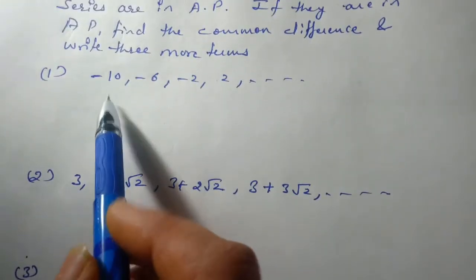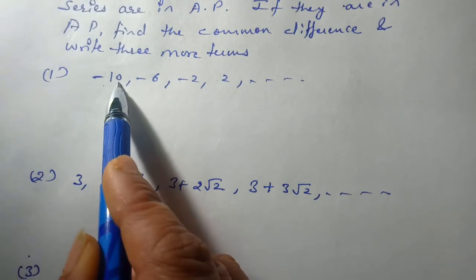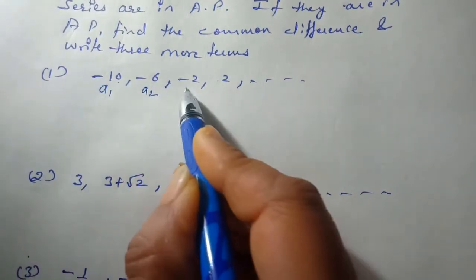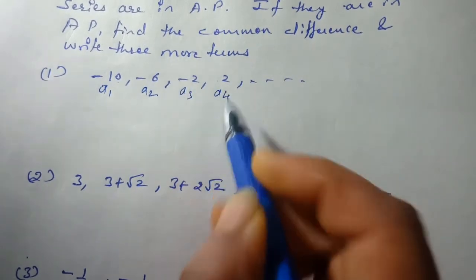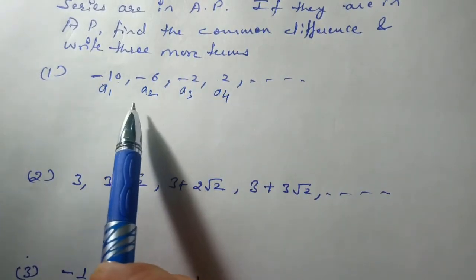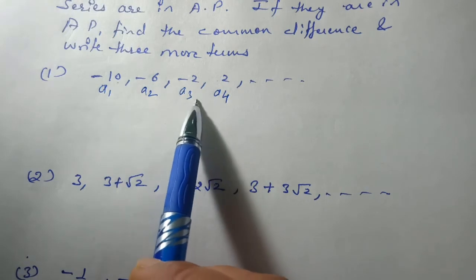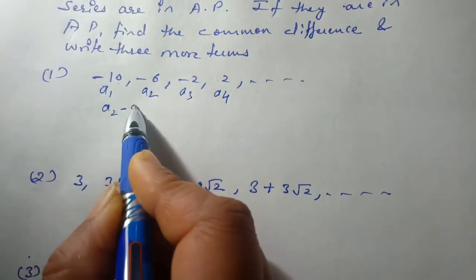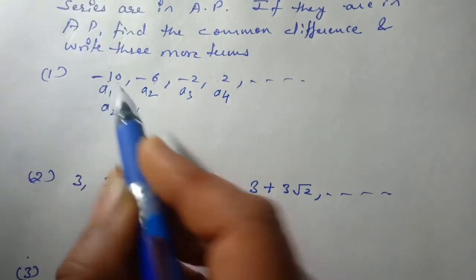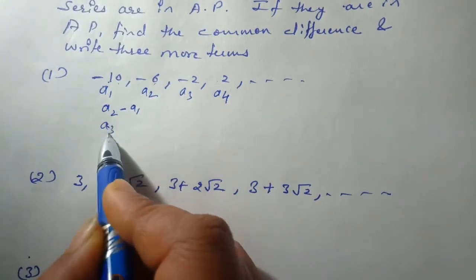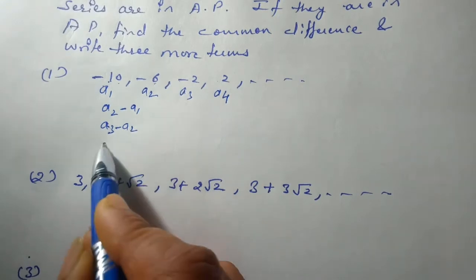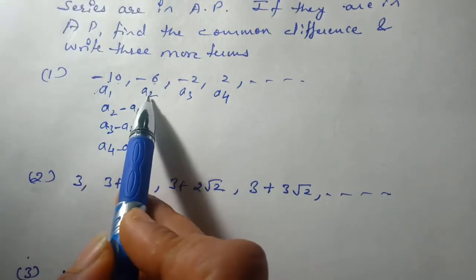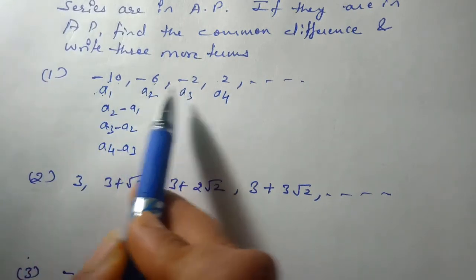Number first part. Here we have the first term as minus 10. This is A1, this is A2, this is A3 and this is A4. For checking whether it is forming AP, we have to check their difference. It means we have to find A2 minus A1, from the second we have to subtract the first term, A3 minus A2, A4 minus A3. Backward, we have to subtract.